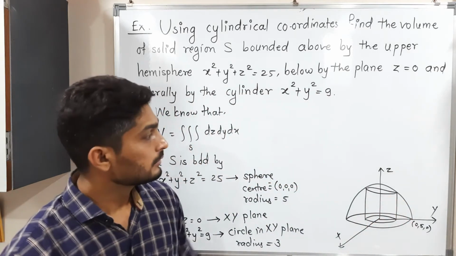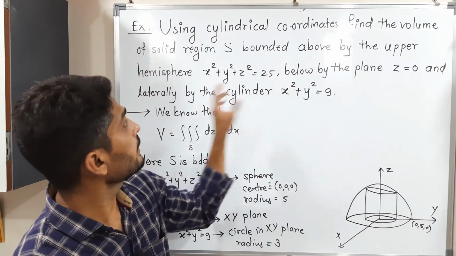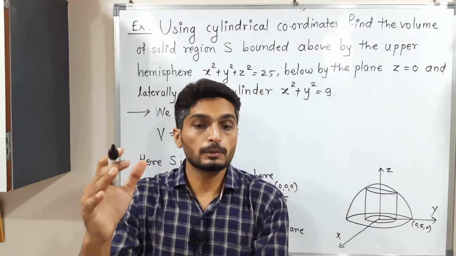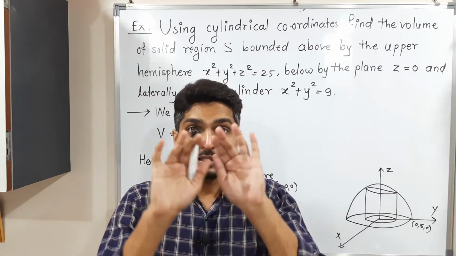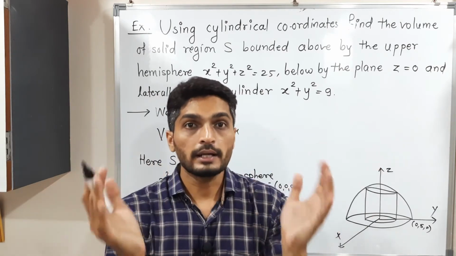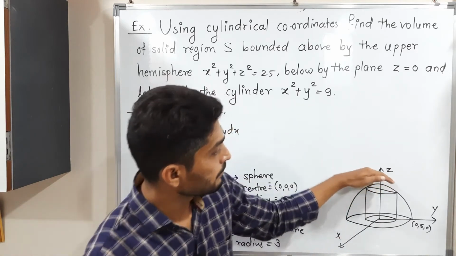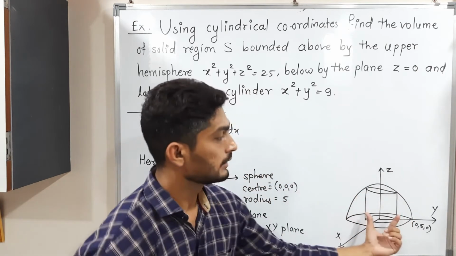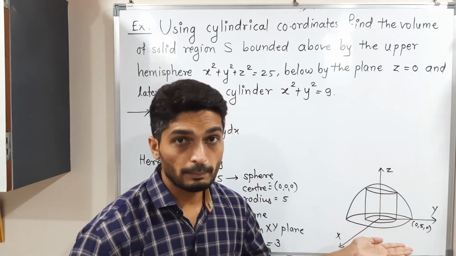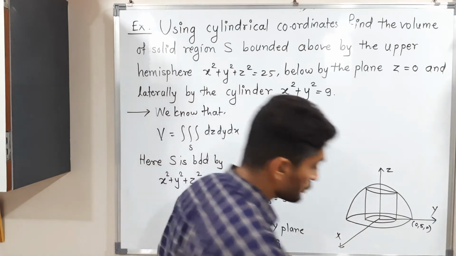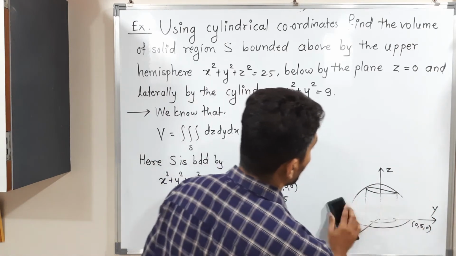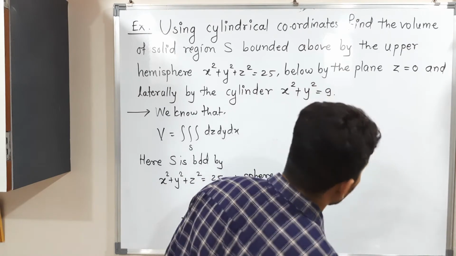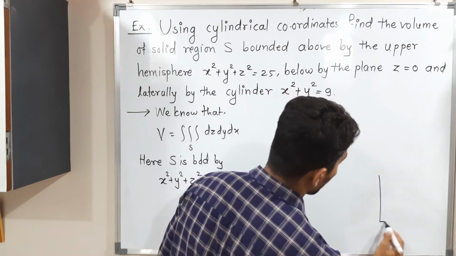Getting my point? So see, the region is bounded above by the hemisphere, bounded below by the xy plane, and laterally it is bounded by the cylinder. That means below this hemisphere, bounded by this cylinder and bounded by the xy plane. I will show you what the actual diagram will be. Let me remove it. It will be like this.